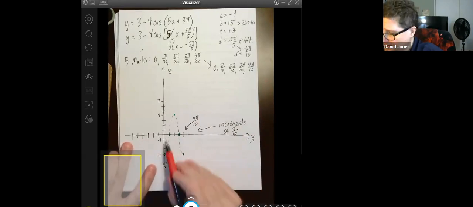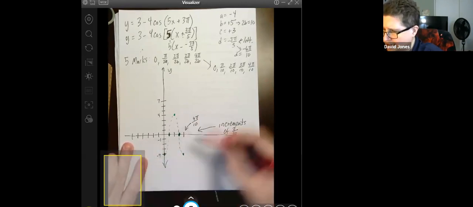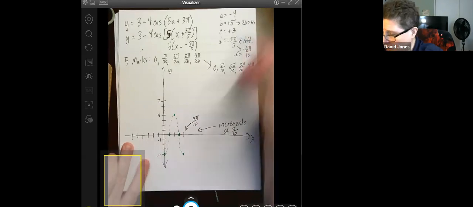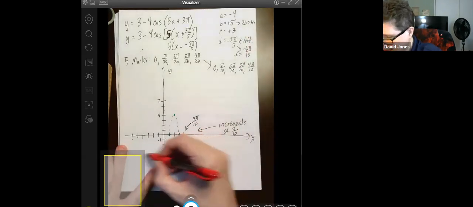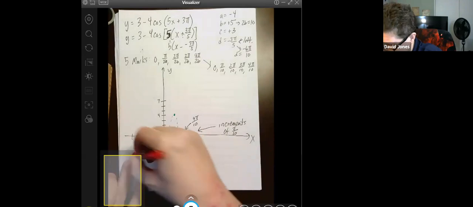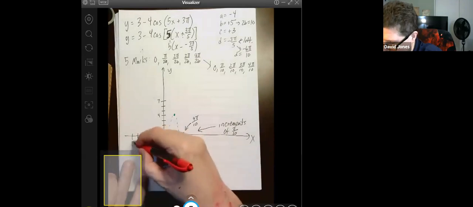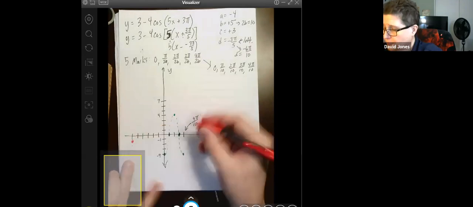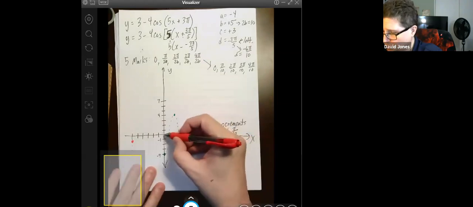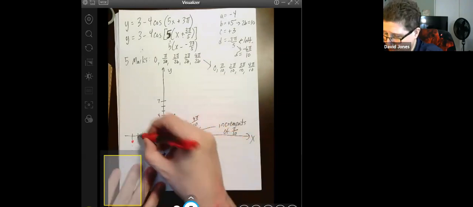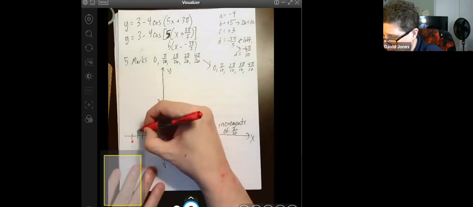I'm going to go left 6 spots, and C is 3, so I'm going to go up 3. So this one goes left 6 over to here, and then up 3. 1, 2, 3. This one goes left 6. 1, 2, 3, 4, 5, 6. Up 3. 1, 2, 3.